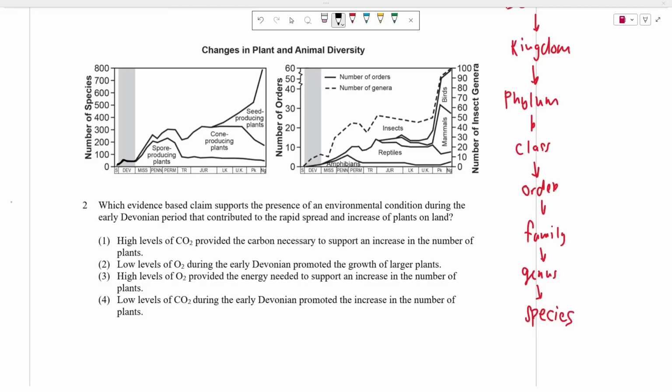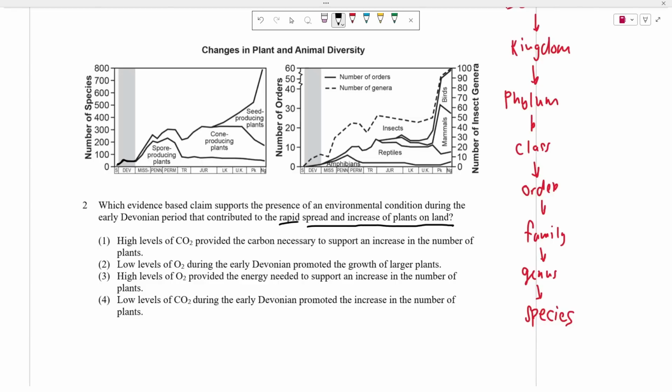Right, so number 2 asks, which evidence-based claim supports the presence of an environmental condition during the early Devonian period that contributed to the spread and increase of plants on the land, right? So we can see here how we actually have an increase in the number of plant species during the Devonian, but now we need to understand why.